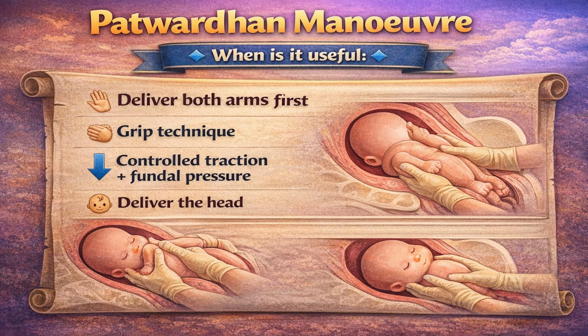So the Patwardhan method involves, first of all, delivery of both arms first through the uterine incision. Then is the grip technique, in which the operator hooks fingers through both axillae. Then is the controlled traction plus fundal pressure. The assistant applies fundal pressure and flexes the fetal abdomen, and delivers the breech. And next is the delivery of the head. After breech delivery, the head gently lifts out, similar to reverse breech extraction.